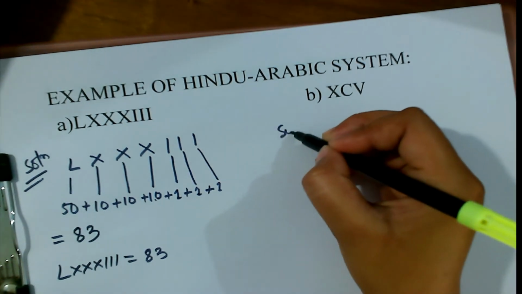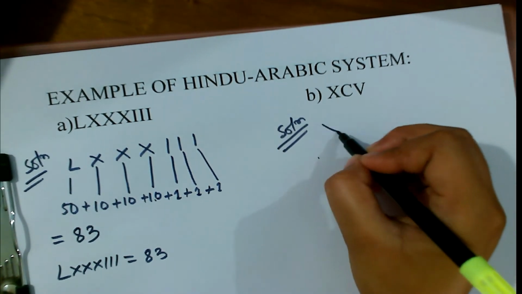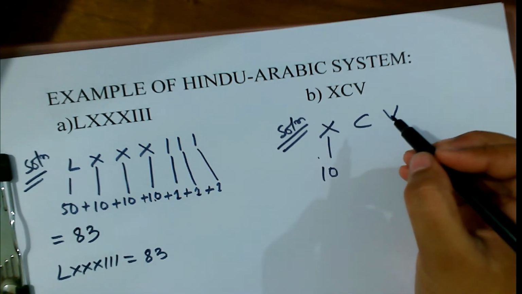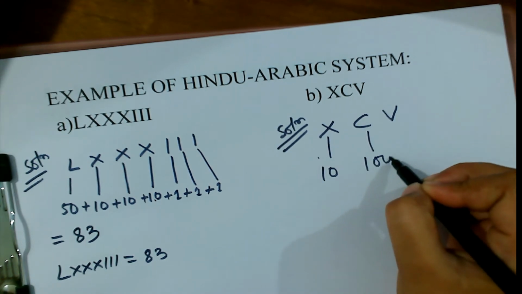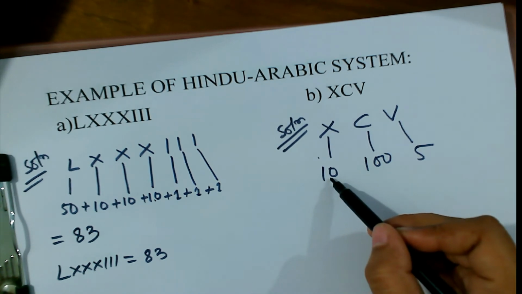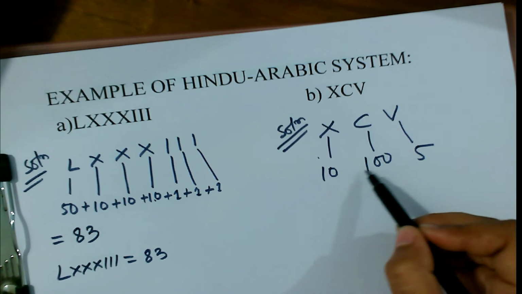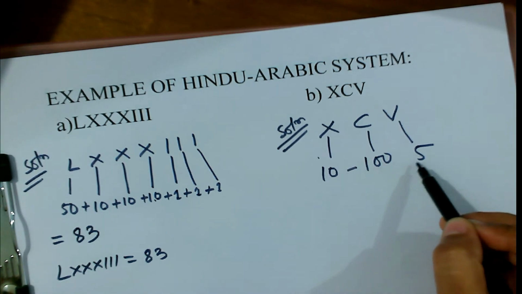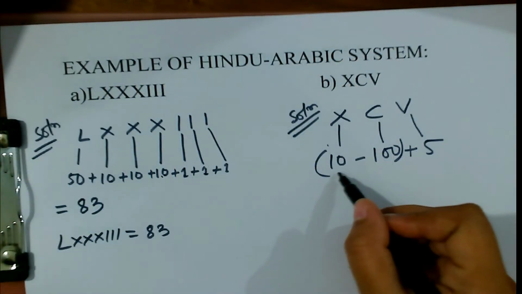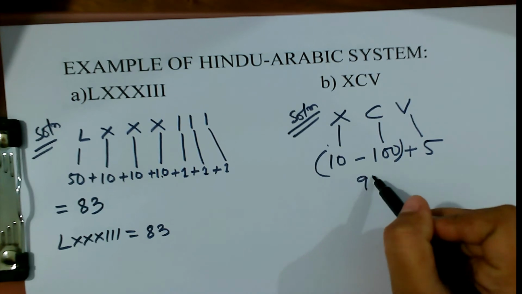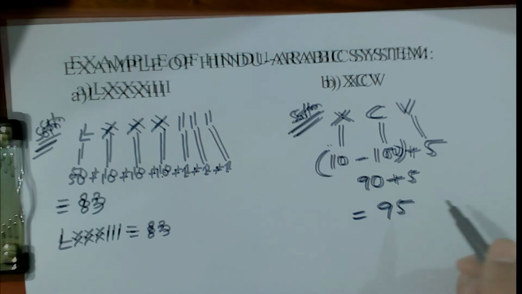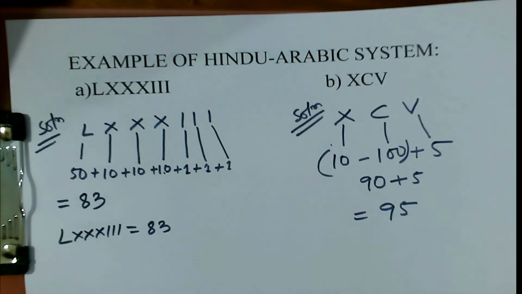Let's look at this number B, XCV. X is 10, and then C is 100, and then V is 5. This one goes from small to big and big to small. Small to big is subtract, and big to small is plus. So 100 minus 10 is 90, and then plus 5. This gives us 95. That's all for the example of Hindu-Arabic system.